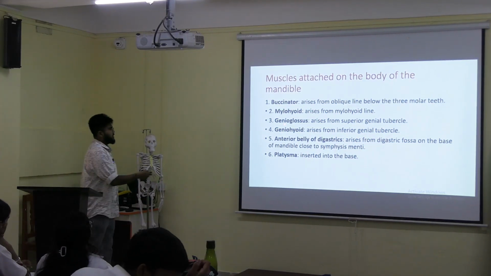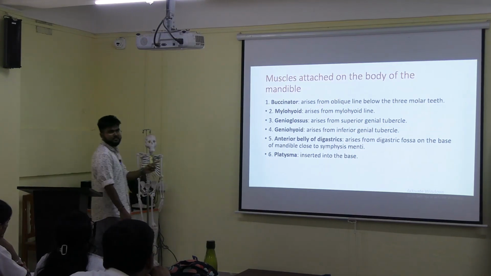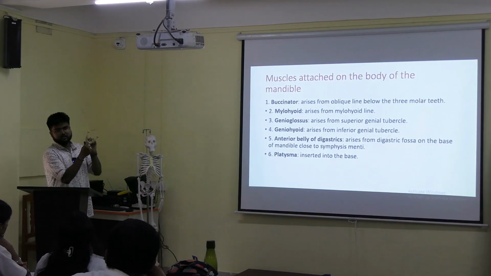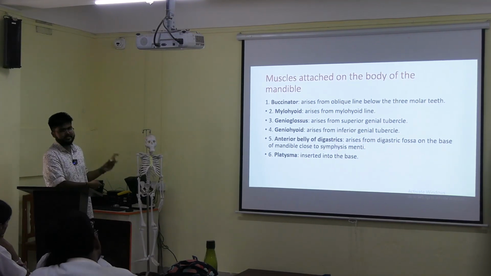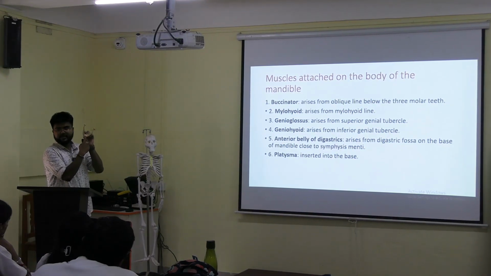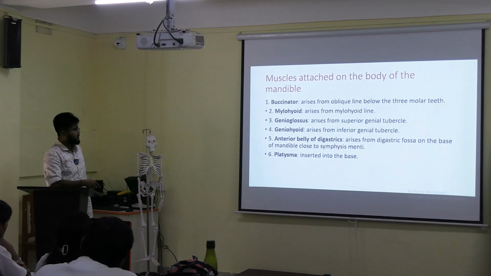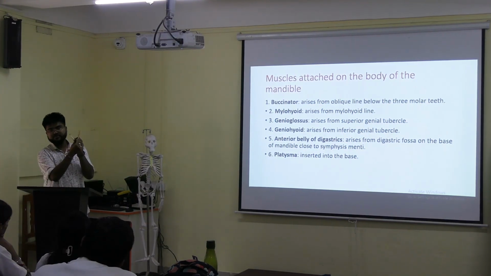There are two muscles, genioglossus and geniohyoid. The genioglossus is mainly attached to the superior genial tubercle, and the geniohyoid muscle is attached to the inferior genial tubercle. This is the superior genial tubercle, and the inferior genial tubercle. And the anterior belly of the digastric is mainly attached here. You can see there are two fossae, called the digastric fossae.